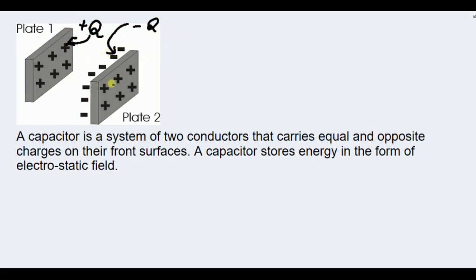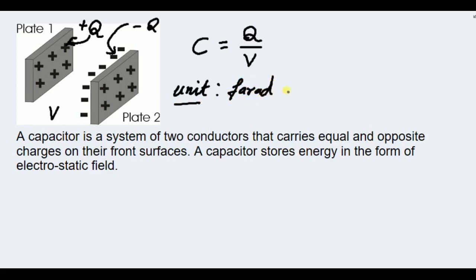So capacitance, and suppose potential difference between these two plates is V. The capacitance is defined by equation C is equal to Q upon V. The unit of capacitance is farad. It is denoted by capital F. Since farad is a large unit, so we use small units microfarad and picofarad.